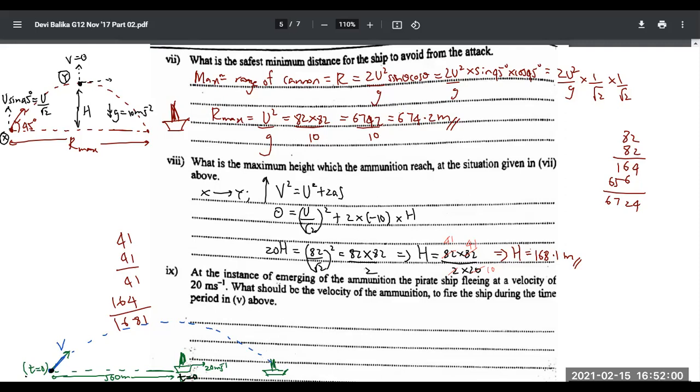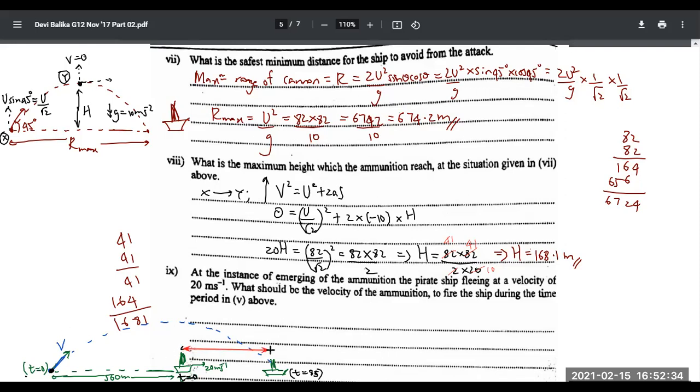And then how long does it take for the ammunition to hit the ship? It takes 8 seconds. How do I know it's 8 seconds? Because they have told to fire the ship during the time period in 5 above. So the time period in 5 above was 8 seconds. That means what is the distance traveled by the ship in those 8 seconds?